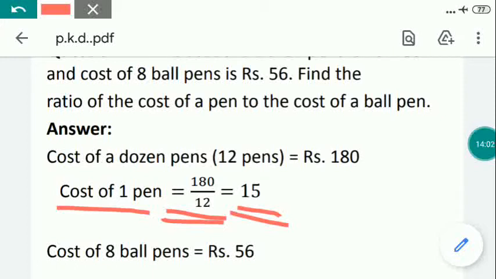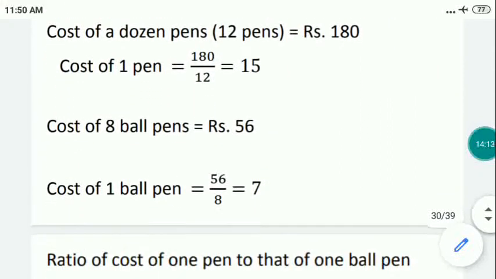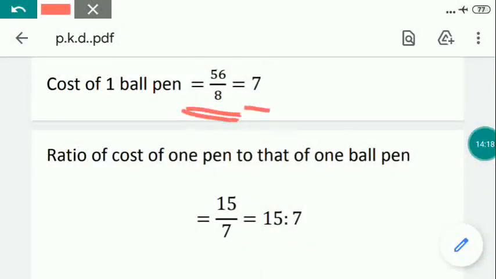Now given is cost of 8 ball pens is 56. Cost of 8 ball pens is rupees 56. So cost of 1 ball pen is what? So cost of 1 ball pen is equal to 56 upon 8, which is equal to 7. Now we get the cost of pen and cost of ball pen. So the ratio of cost of 1 pen to that of cost of 1 ball pen. Okay, cost of 1 pen is 15 and cost of 1 ball pen is 7. So the ratio is 15 upon 7, which is equal to 15 as to 7.